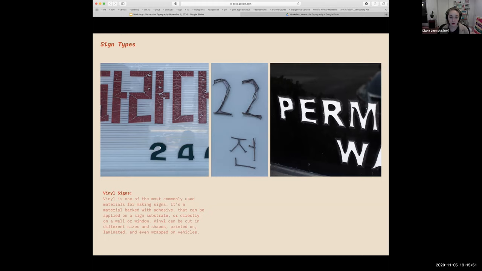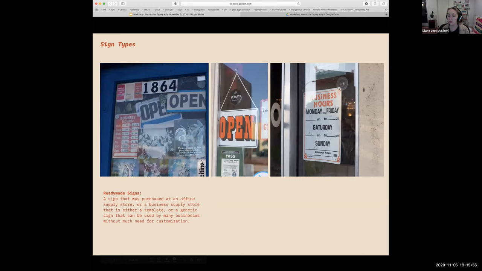All right, and so next is the ready-made sign, which I also really love. And I've defined ready-made signs as a sign that was purchased at an office supply store or business supply store, that is either a template or a generic sign that can be used by many businesses without need for customization. And so these are a few different businesses just in and around my neighborhood. I like the layering of various open signs in the example here on the left. There's also pre-made number stickers that you could buy at a hardware store to use to display your address. The business hour signs only require a limited amount of customization for businesses to use.